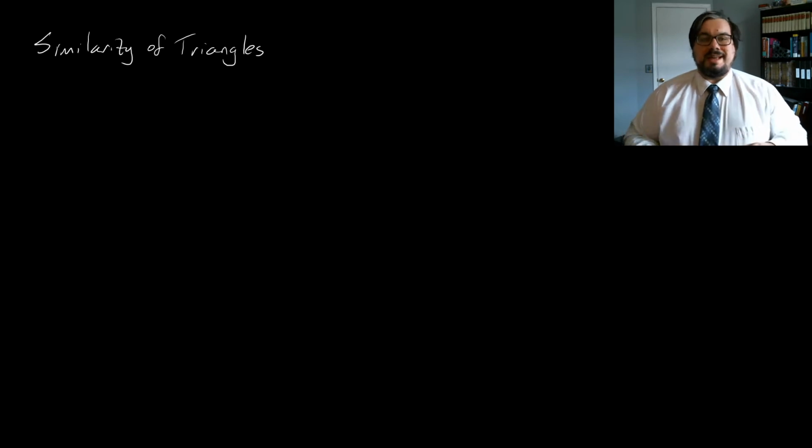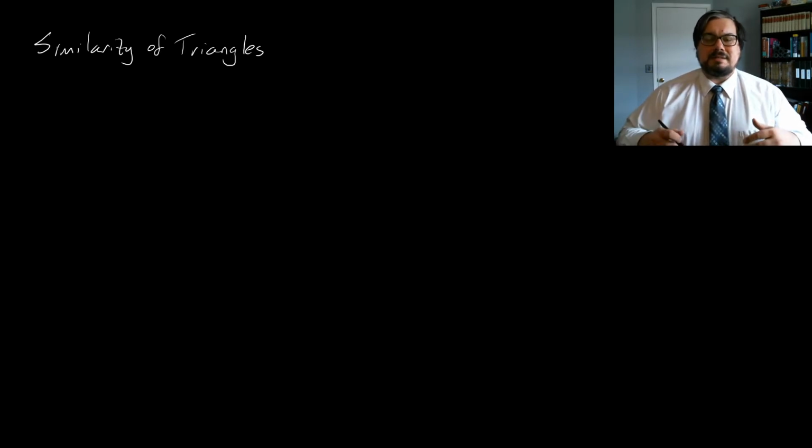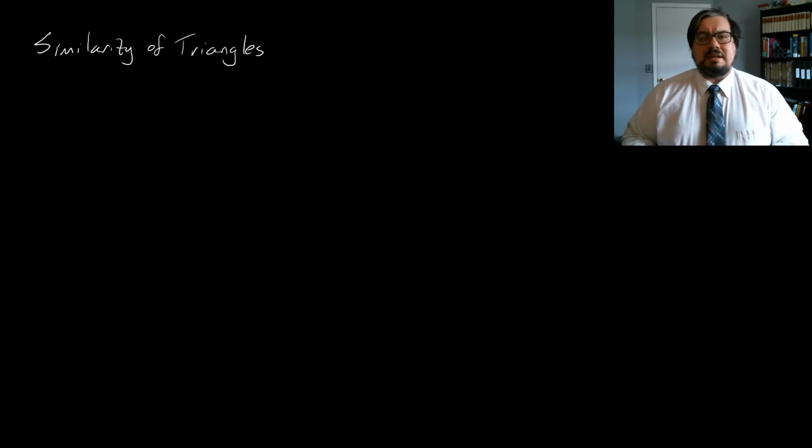Our topic for today is similarity of triangles. Now, two triangles being similar is a notion of sameness that is less powerful than congruence. It's going to turn out that all congruent triangles are similar triangles, but not all similar triangles are congruent. However, the notion of similarity is, in fact, a feature unique to Euclidean geometry.